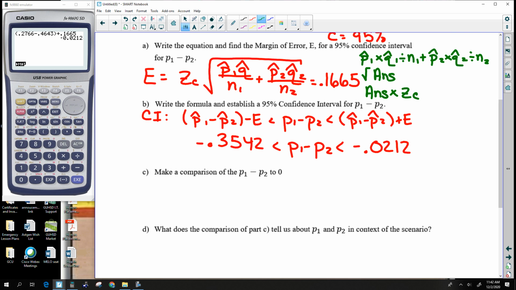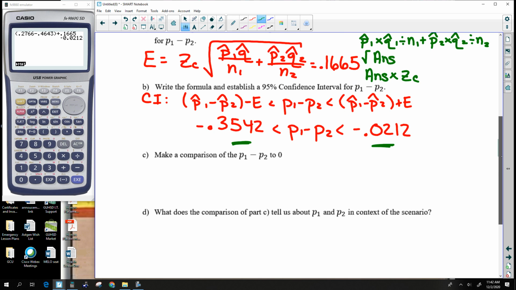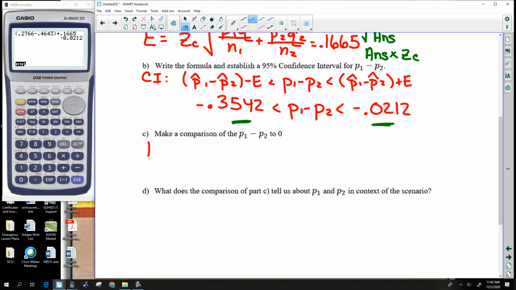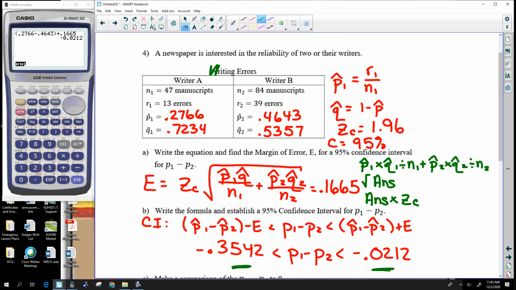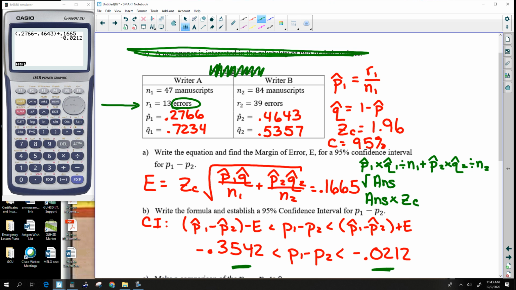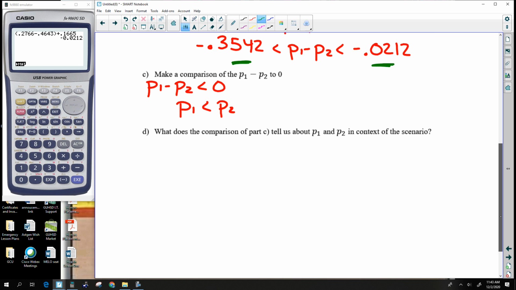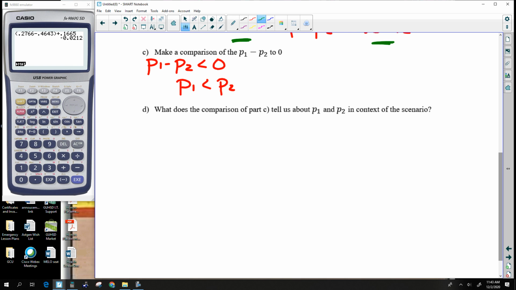What I notice about these answers is that they are both negative. That means the middle piece, which is p1 minus p2, is also negative, aka less than 0. So that implies that p1 is less than p2. What does that mean in words? Do not pay attention to the title or the writing. Look at the r; the r is going to tell you. Errors, writer A, writer B. So the probability of an error from writer A is less than the probability of an error from writer B.